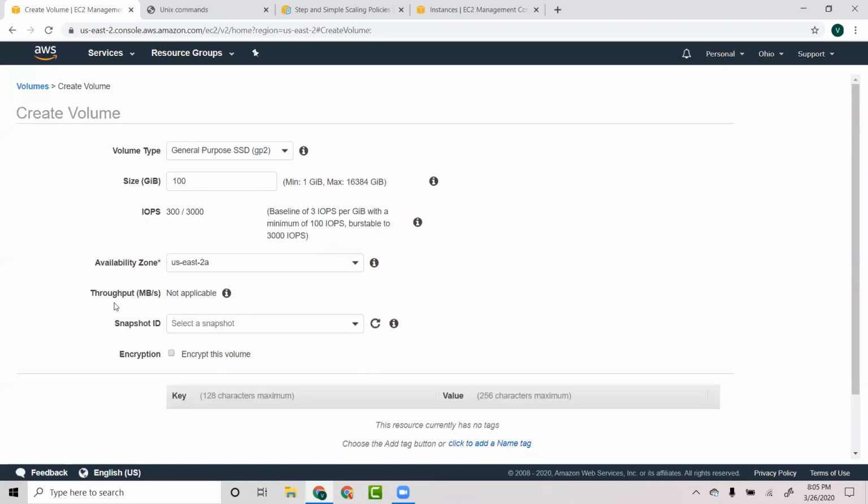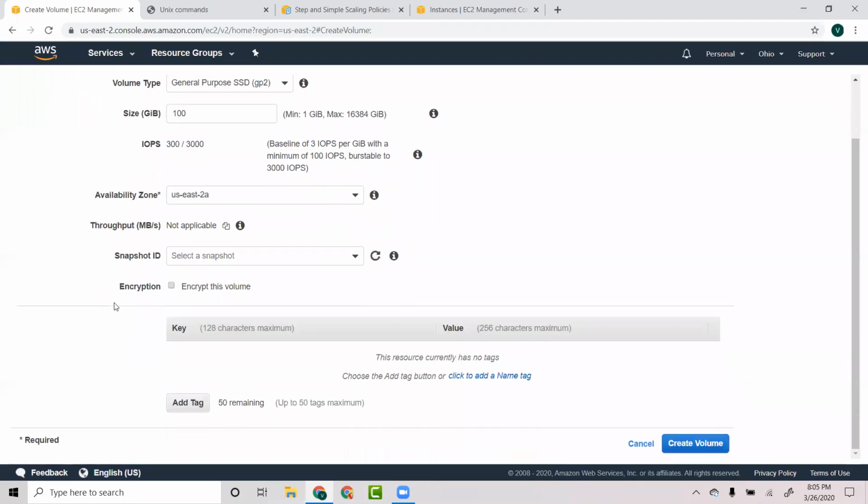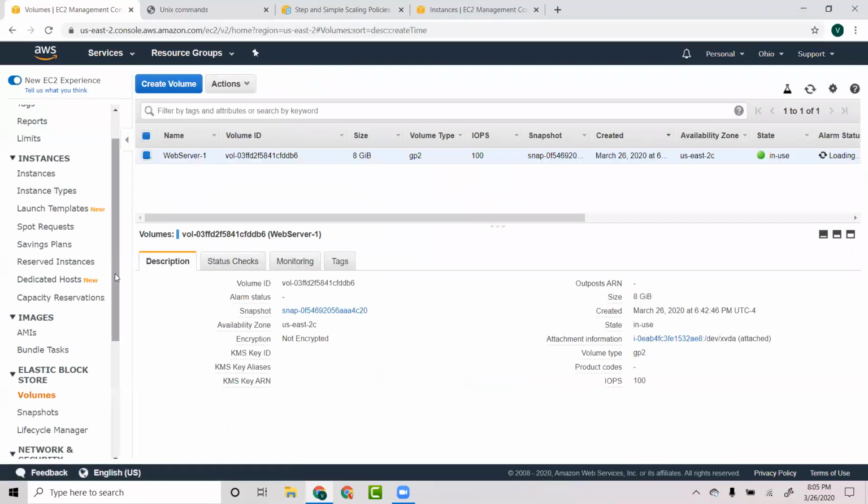Quick question. I think it's showing 100 gig right now. I think usually it showed 8 gig when I was creating an EC2 instance. Okay. This one, I'm creating a hard disk.